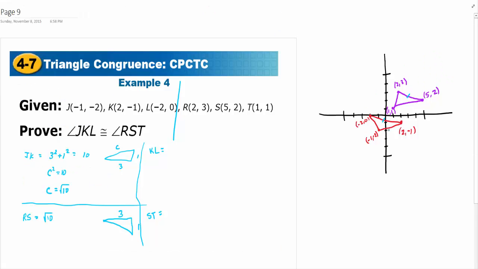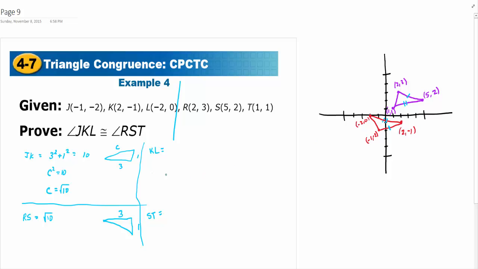So anyway, what I've labeled before, I found these two segments are congruent. I'm going to try to prove that segment from (-2, 0) to (2, -1), that's KL, is congruent to ST, which goes from (5, 2) to (1, 1). So I'm trying to show those two segments are congruent right now.